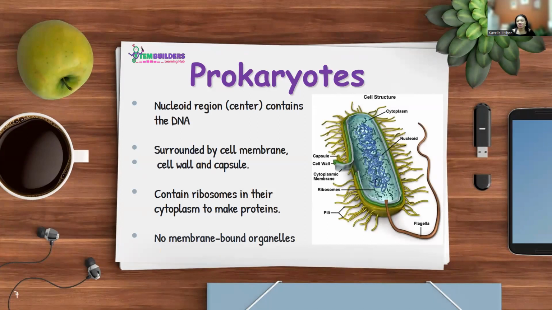So they are actually surrounded by three structures: the slimy or sticky capsule, the cell wall, and then the cell membrane. See why they're hard to kill? So they contain ribosomes in their cytoplasm, and this is what they use to make proteins. However, they have no membrane-bound organelles.